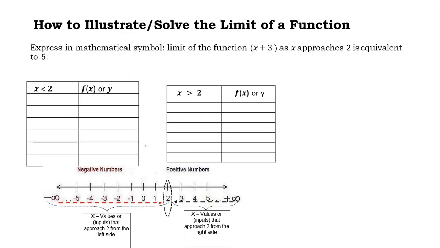Now, how do we illustrate or solve the limit of a function using tables? It is simple. Given the function x plus 3, where x approaches 2. Our c here is 2, since x approaches 2. In our symbol, that is c, so our c is 2.